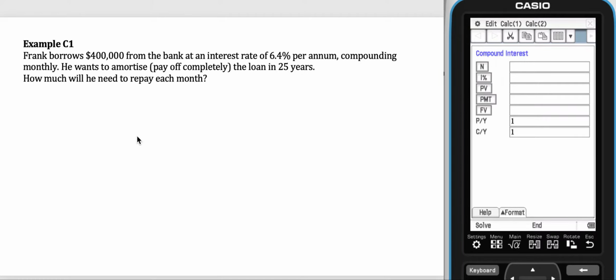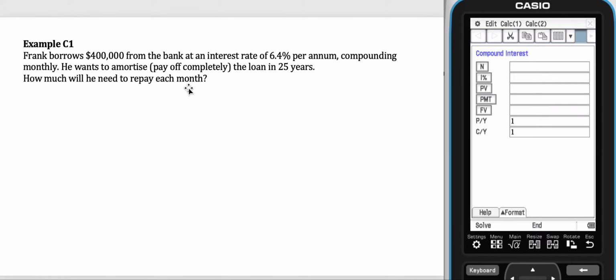So, example C1. Frank borrows $400,000 from the bank at an interest rate of 6.4% per annum, compounding monthly. He wants to amortize, which means pay off completely, his loan in 25 years. The question is, how much will he need to repay each month?